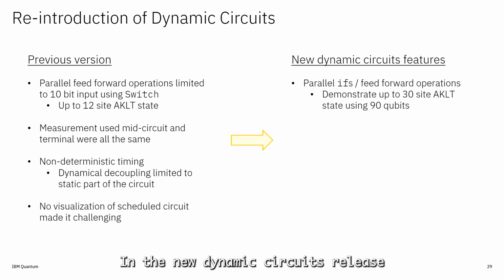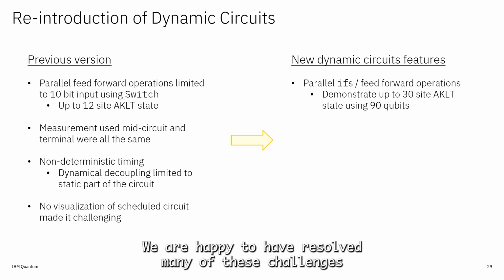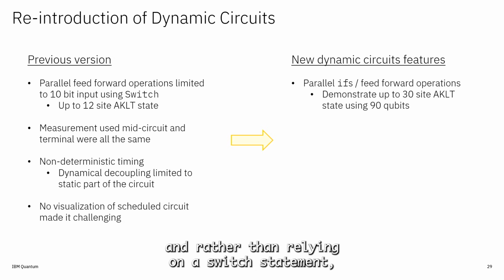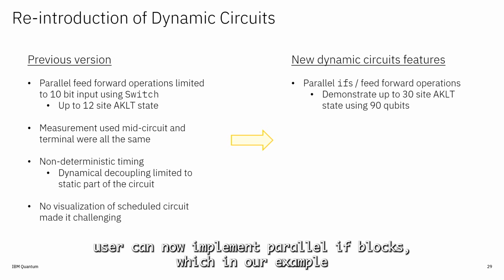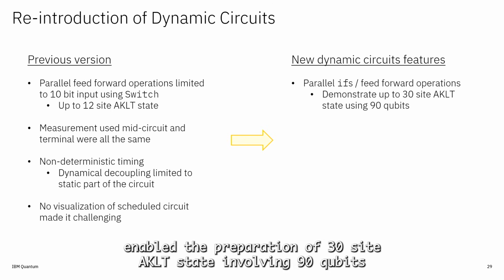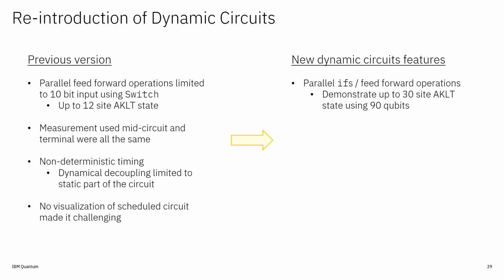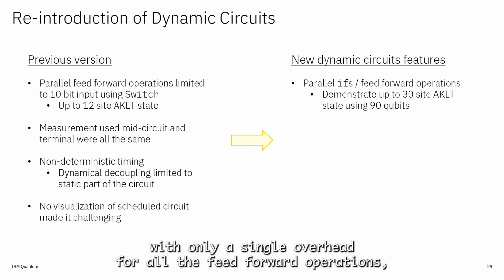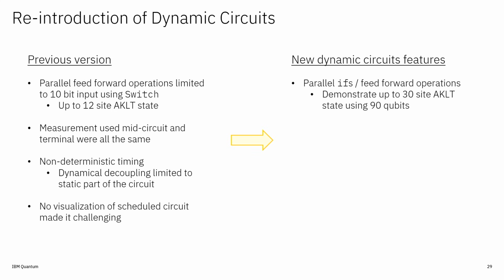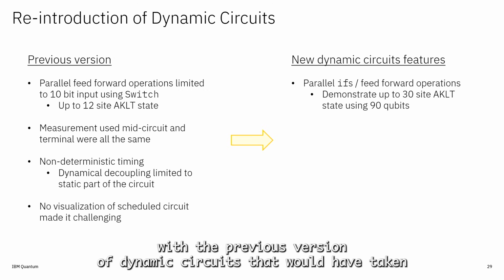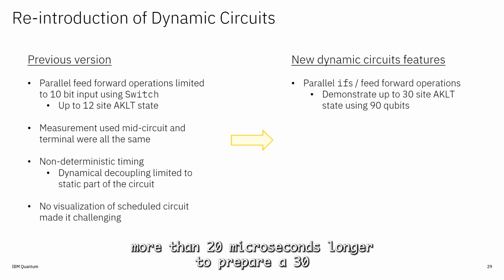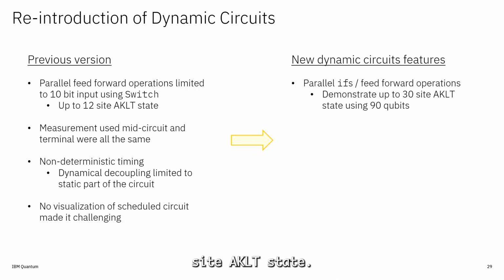In the new dynamic circuits release, we are happy to have resolved many of these challenges. Rather than relying on a switch statement, users can now implement parallel if blocks, which in our example enable the preparation of a 30-site AKLT state involving 90 qubits, with only a single overhead for all the feed-forward operations, rather than applying them sequentially. To put some approximate numbers, with the previous version of dynamic circuits, that would have taken more than 20 microseconds longer to prepare a 30-site AKLT state.